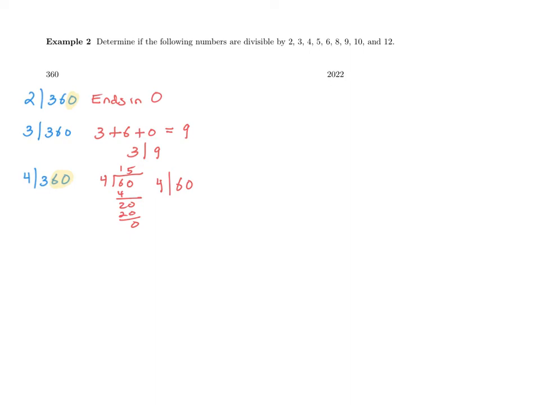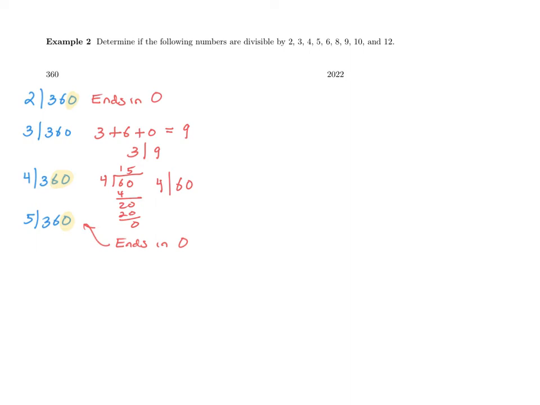For our next rule, I know that 5 divides 360, and the reason for this is this ends in 0. And as long as the number ends in a 0 or a 5, then 5 must divide it. So again, we can say this is because the number ends in 0.